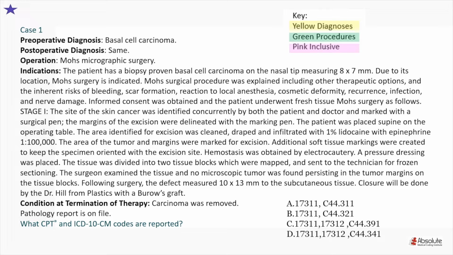A pressure dressing was placed. The tissue was divided into 2 tissue blocks, which were mapped and sent to the technician for frozen sectioning. The surgeon examined the tissue, and no microscopic tumor was found persisting in the tumor margins on the tissue blocks. Following surgery, the defect measured 10 by 13 millimeters to the subcutaneous tissue. Closure will be done by Dr. Hill from Plastics with a burrow graft. Condition at termination of therapy, carcinoma was removed. Pathology is on file. Again, what CPT and ICD-10 CM codes are reported, coders.